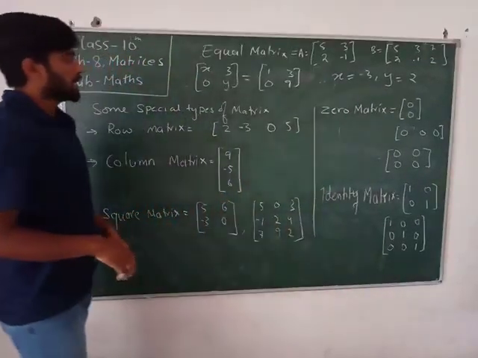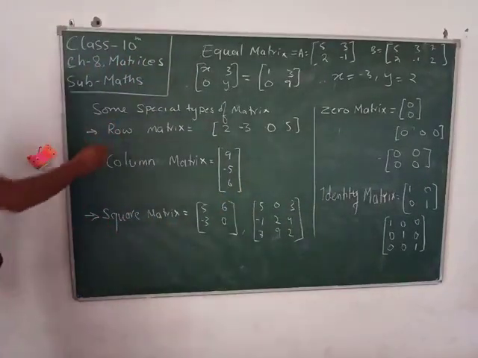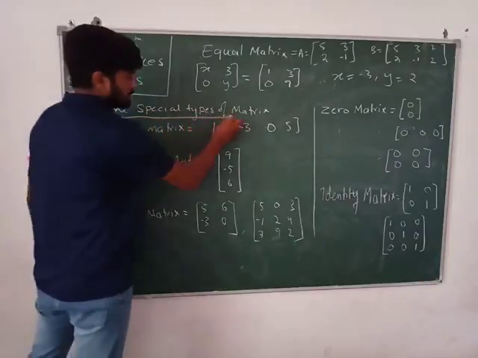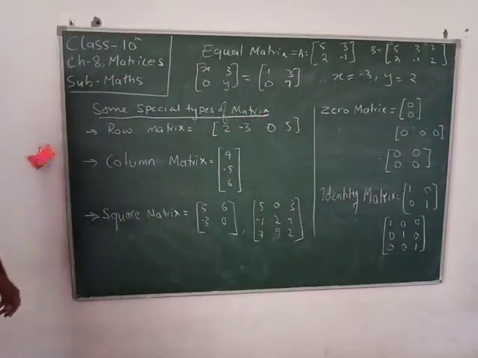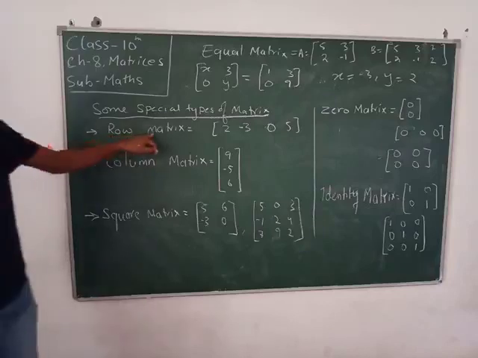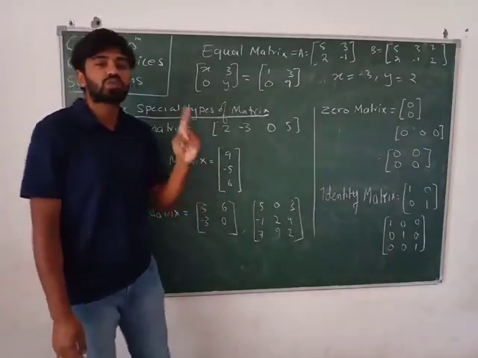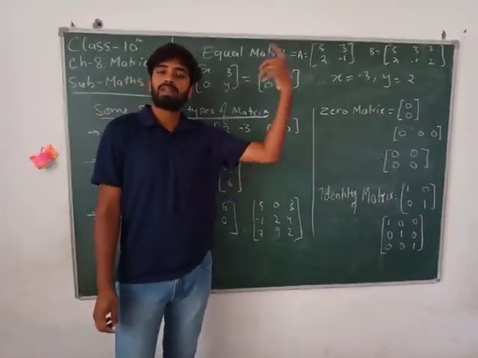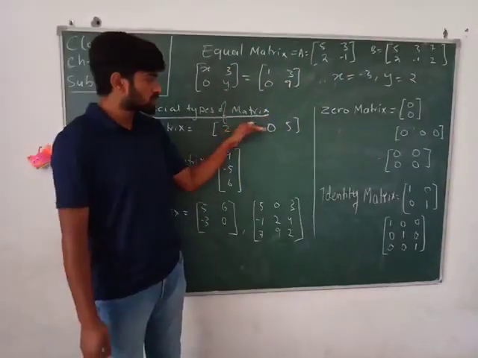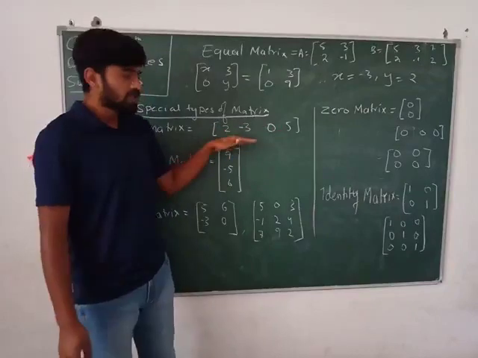Okay. Let's study some special types of matrix. The very first matrix that comes is the row matrix. What is a row matrix? One in which there is only one row. Columns can be as many as you like. So how many rows can you see over here? One row. Do you see another row as well?